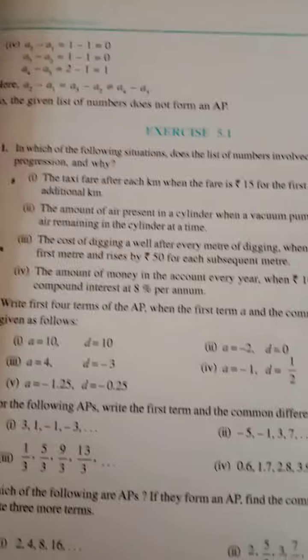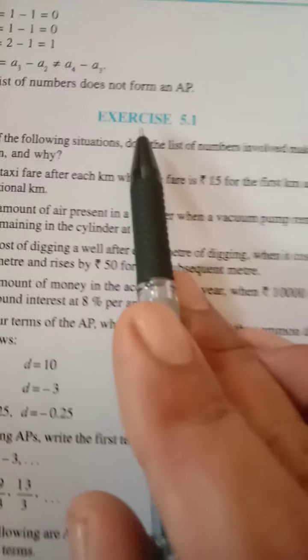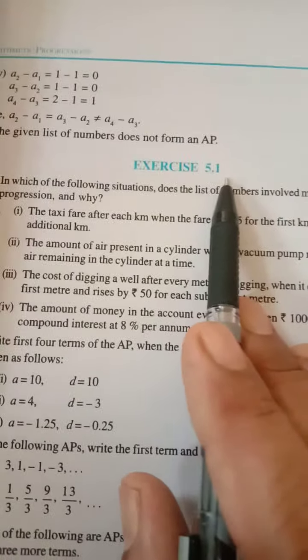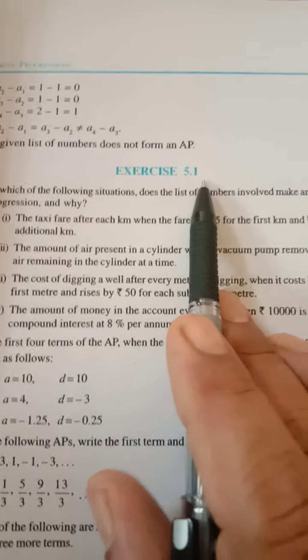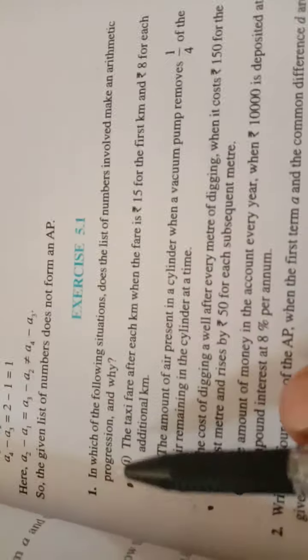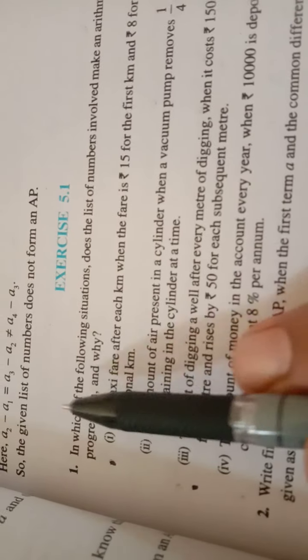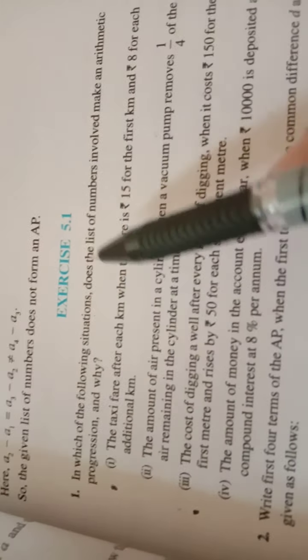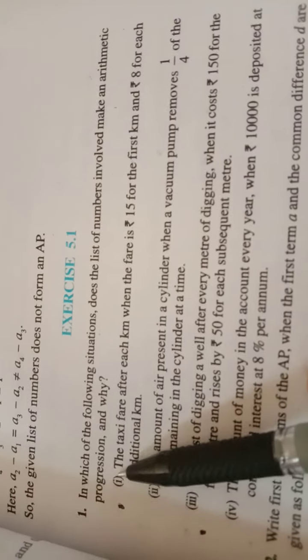Good morning everyone. Today we will start exercise 5.1, and that is an exercise to solve the various numericals of arithmetic progression. So let's start. The first question: in which of the following situations does the list of numbers involved make an arithmetic progression, and why?